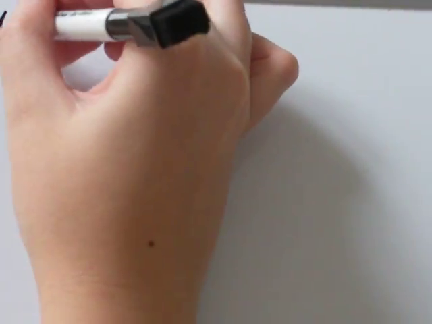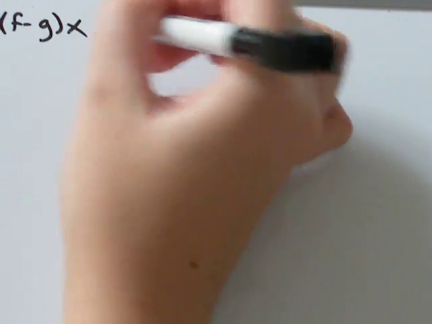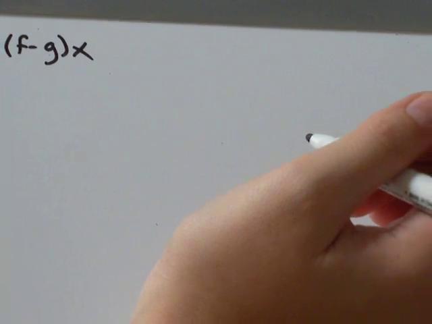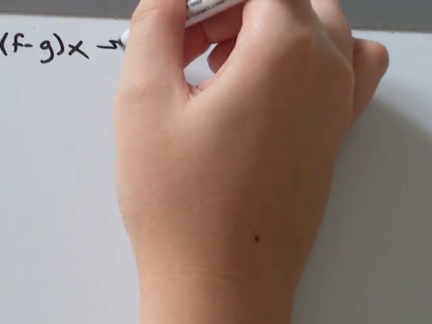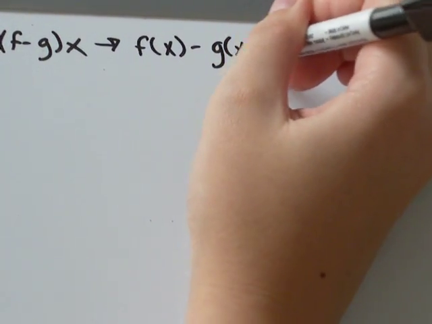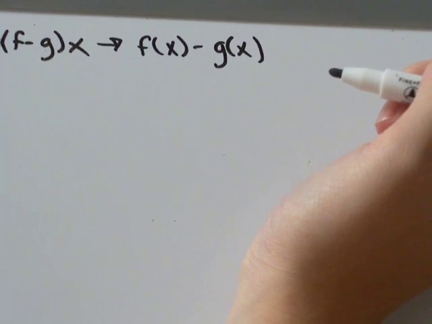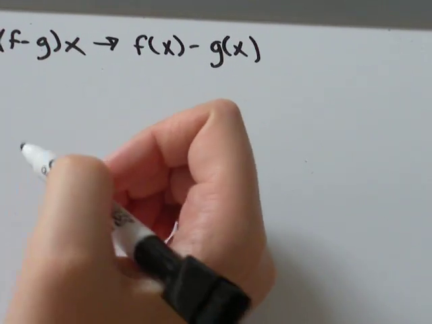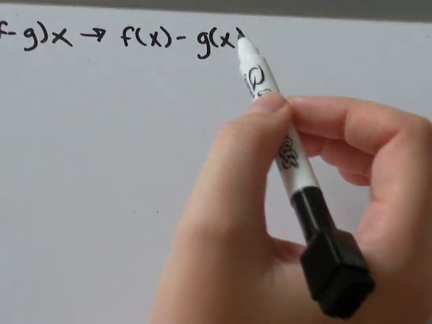Okay, in this video we are going to talk about something called the difference of two functions. So we've got f of x and we've got g of x, and what we want to find is f minus g of x. So what that is equal to is f of x minus g of x. So I give you a function f of x, I give you a function g of x, I ask you to find me f minus g of x. You just say, well, that's f of x minus g of x.